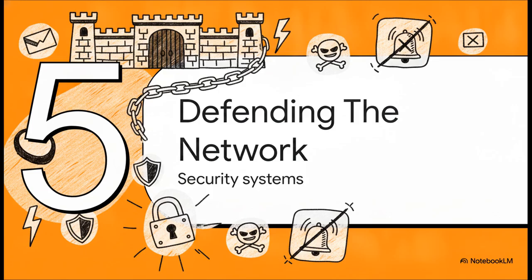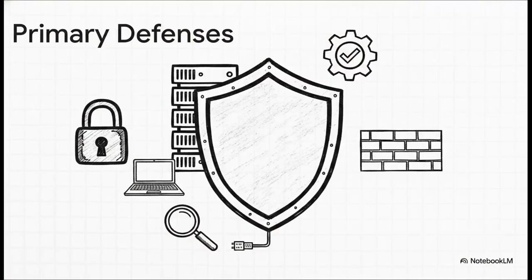Section 5. Defending your local network, security systems to stop the heist. Okay, take a breath. Fortunately, we are not helpless against this. Looking at our primary defenses, for the everyday user, your absolute baseline is HTTPS. You absolutely must use HTTPS everywhere to encrypt your data. That way, even if an attacker successfully intercepts your connection, all they see is scrambled, completely unreadable noise.